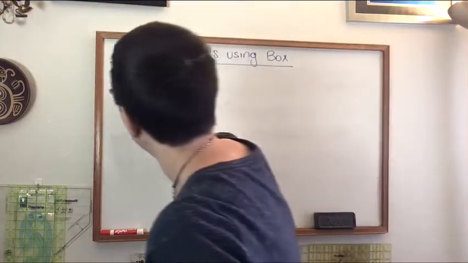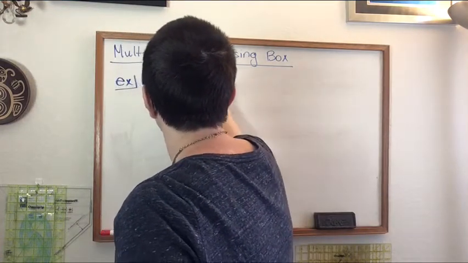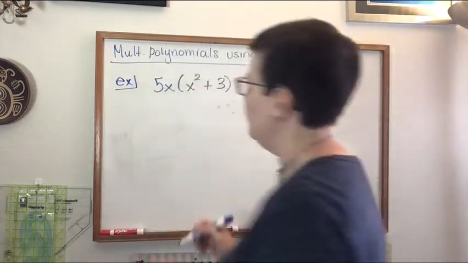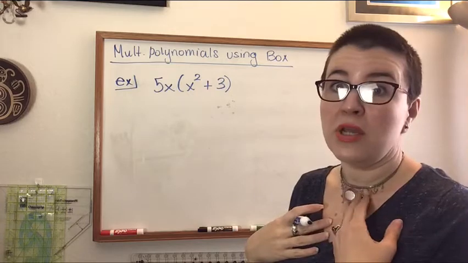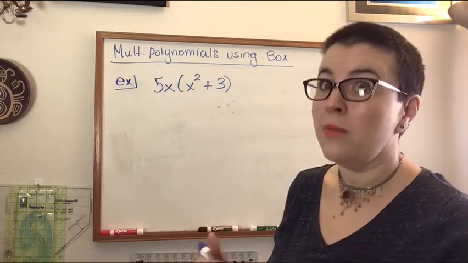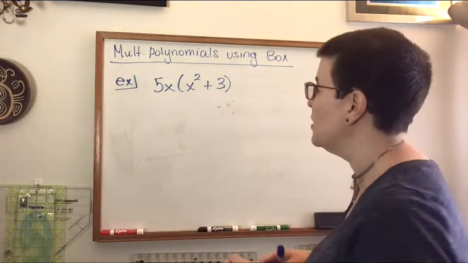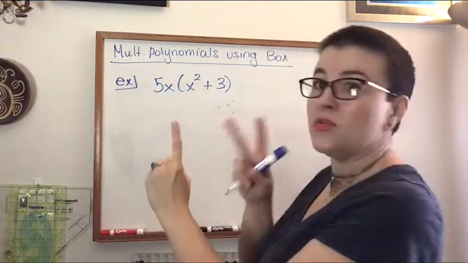So let's start with, for example, something like 5x times x squared plus 3. You could definitely do this with distribution. Personally, I would do this with distribution. But if you find that distribution confuses you, then this is a great box method problem, even though it almost looks too small for box. Notice in the parenthesis I have 2 terms. Outside the parenthesis I have 1. So this is a 1 by 2.